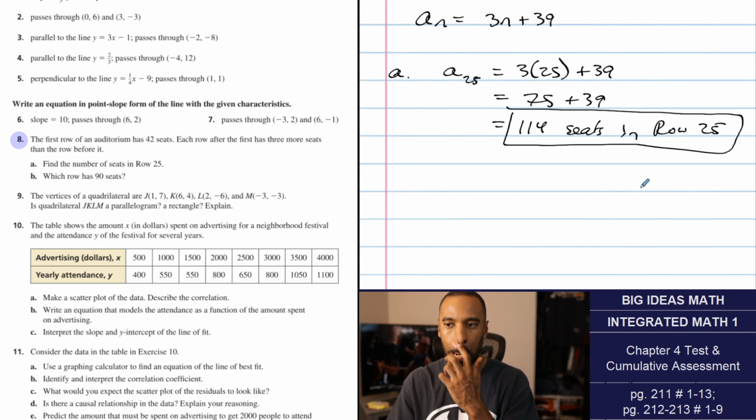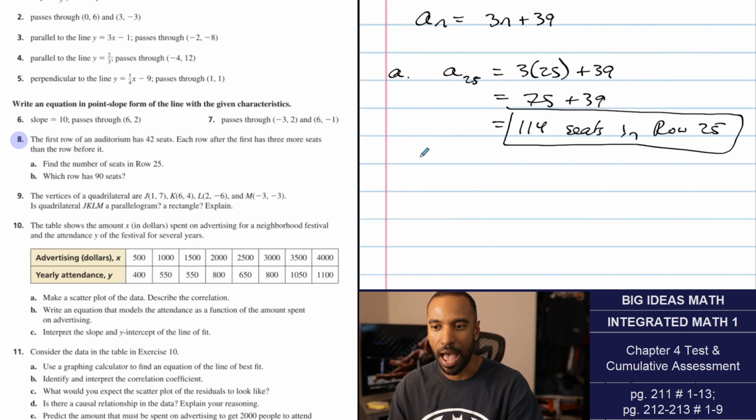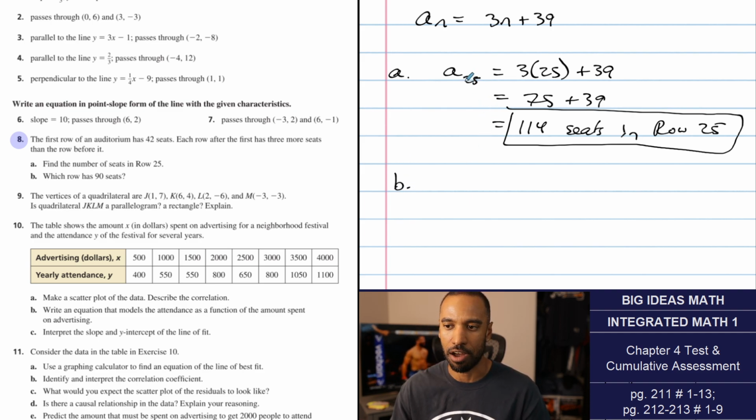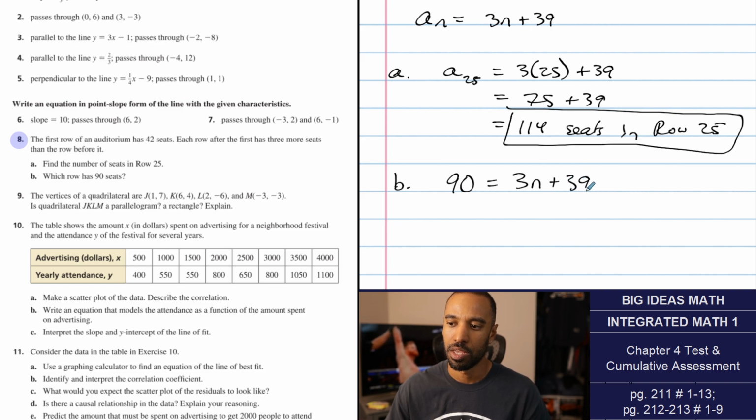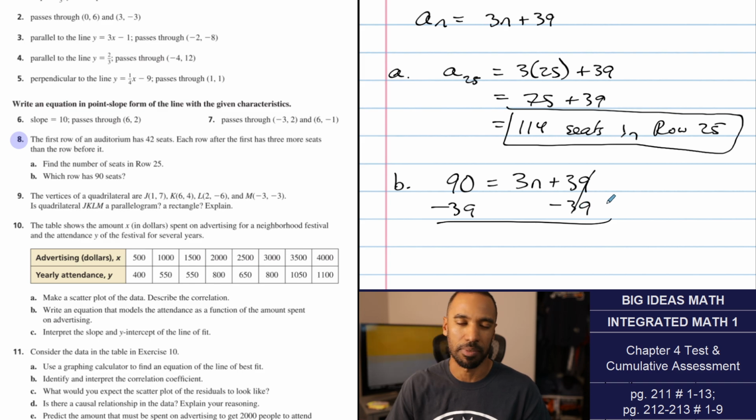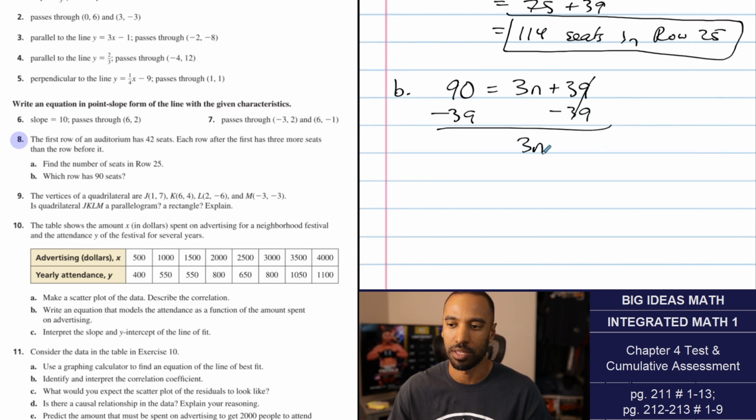That's part A. Part B says which row has 90 seats. This is where you now find out, you substitute 90 for A sub n and find the n that goes with that. So this is where my equation is going to be helping me on these ones. So I subtract 39 from both sides. And listen, you could do that recursion thing, but that's not the point. The point is working them out this way.